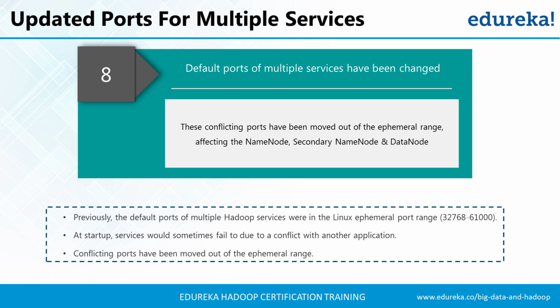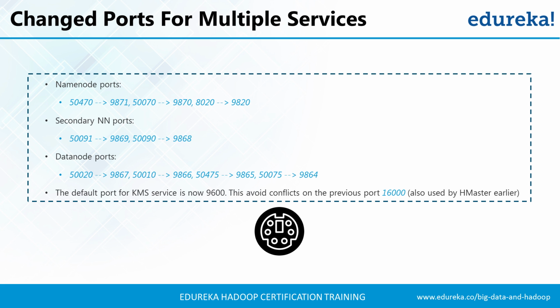And we know that ephemeral range is nothing but a few ports that are required by Linux services. So what happened at startup, services would sometimes fail due to conflict with other applications. So in order to solve this, conflicting ports have been moved out of the ephemeral range. Now let's see what all ports have been changed. For NameNode, ports that were there earlier, 50470 has now become 9871. Similarly, 50070 has now become 9870, and the rest of it you can see on your screen right now.